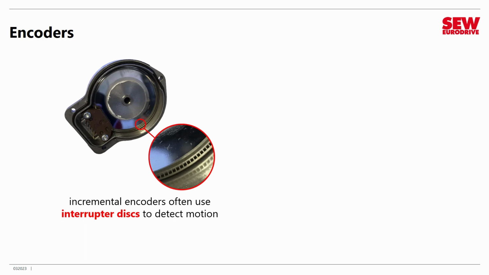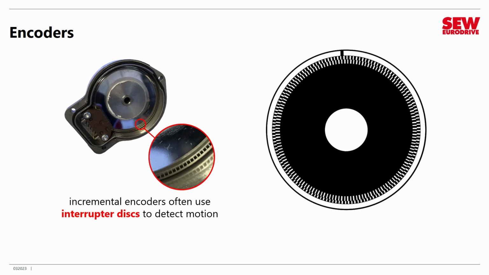Let me show you, though, what an interrupter disk would look like in a little more detail. This particular interrupter disk is a glass disk, and it's attached to a shaft which is coupled to the motor. And you can see it's got light and dark areas on it. These are called tracks. There's a sensor on one side of the disk and a light source on the other, and as the disk turns, the dark areas break the light beam and the sensor detects that.